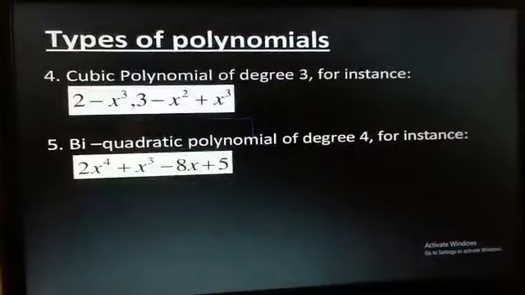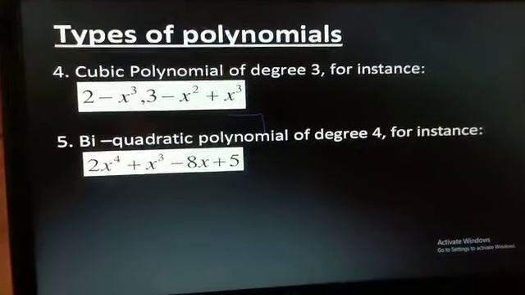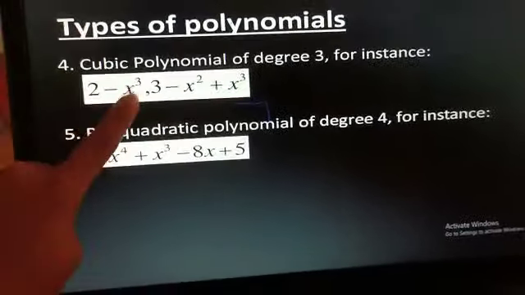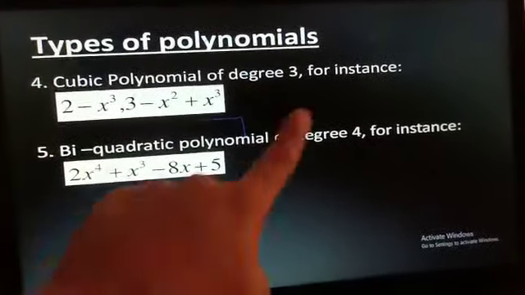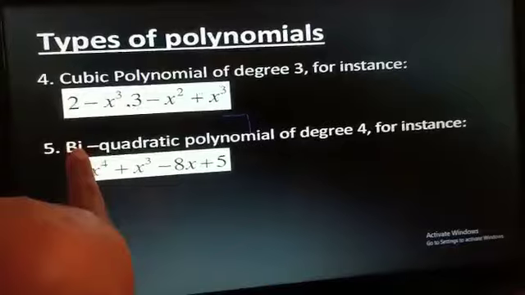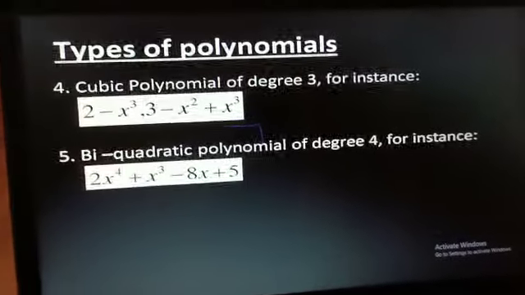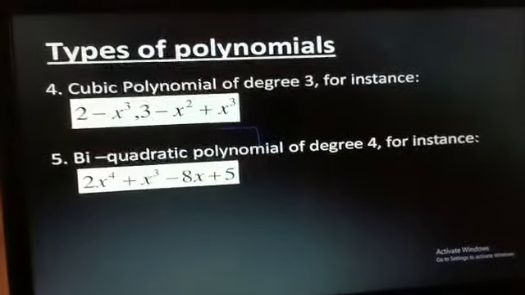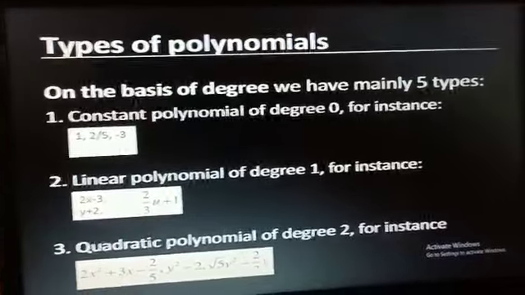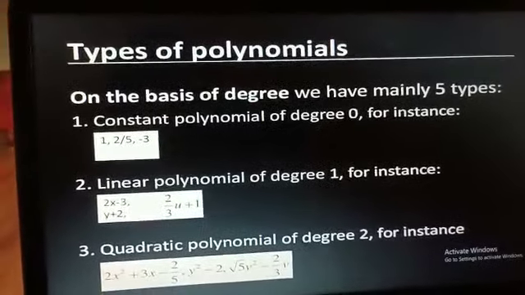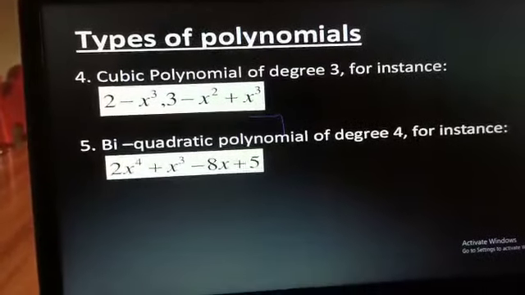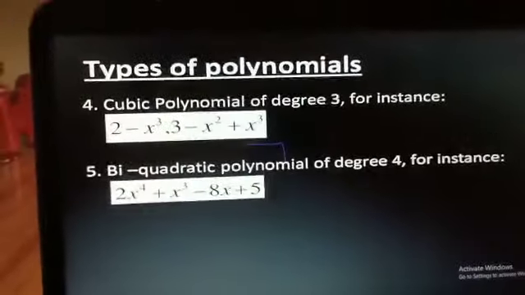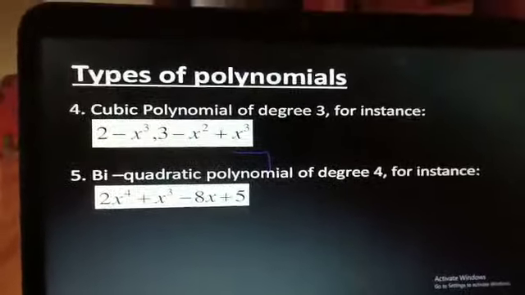Moving ahead. Now if the highest power is 3, then it's called a cubic polynomial. And if the highest power is 4, then it's called a biquadratic polynomial. So x to the power 0 is constant, x to the power 1 is linear, x to the power 2 is quadratic, x to the power 3 is cubic, and x to the power 4 is biquadratic polynomial.